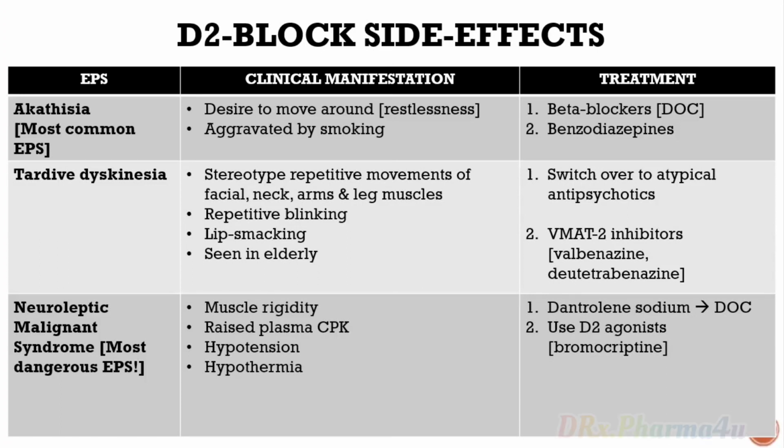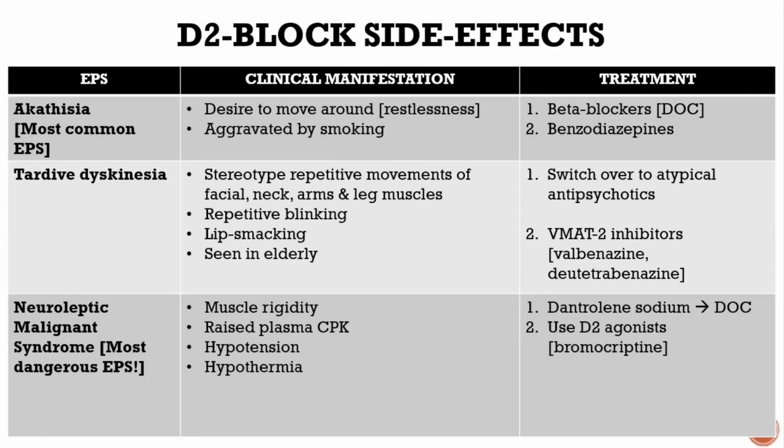And for tardive dyskinesia, we can use VMAT2 inhibitors also. Vesicular monoamine transporter type 2. These are some new molecules which are actually approved for tardive dyskinesia. It is valbenazine and deutetrabenazine. Actually, these are the drug of choice. But if the tardive dyskinesia is happening due to first generation antipsychotics, we can switch over to second generation.